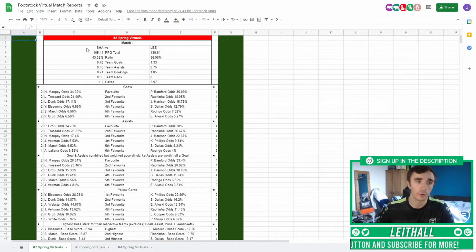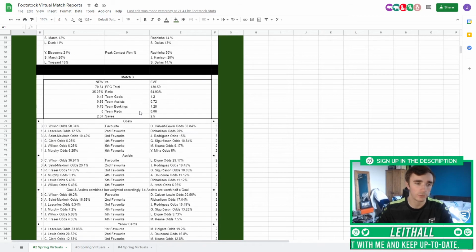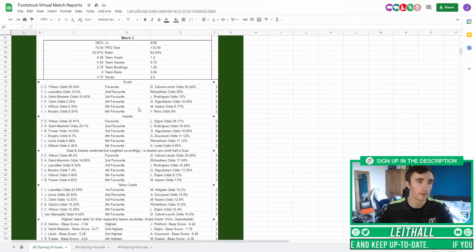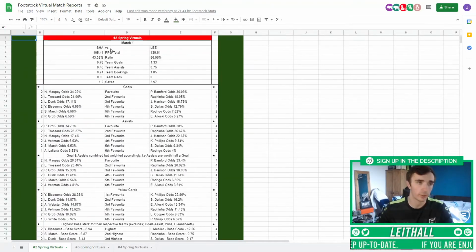To begin with here, we've got Brighton against Leeds. So you get a report for each match. As you scroll down, you've got the rest of them just here as well, but we'll take a look at the example one here of Brighton Leeds. First of all, you're going to be faced with different team stats. So as a team, Brighton against Leeds.